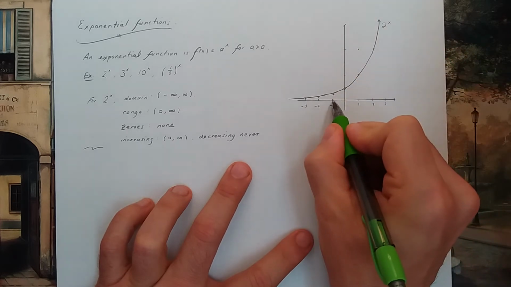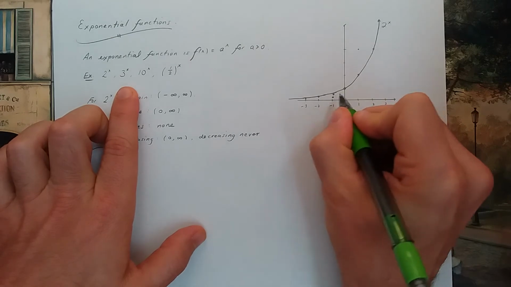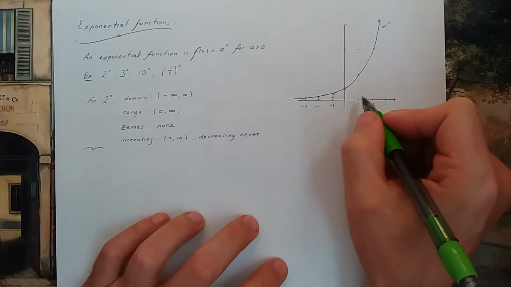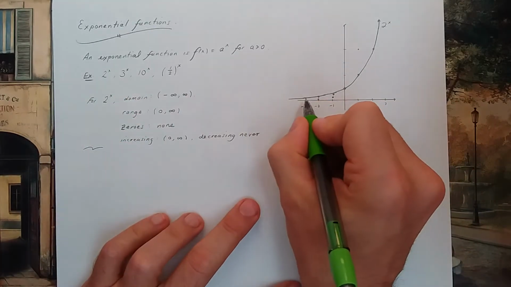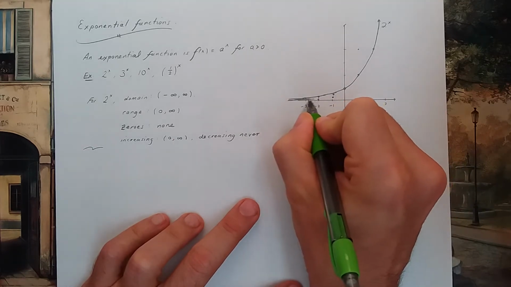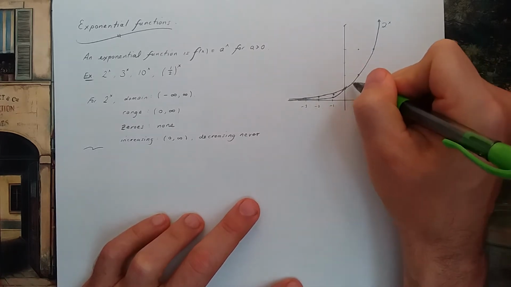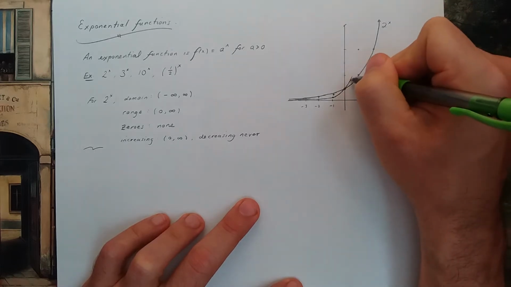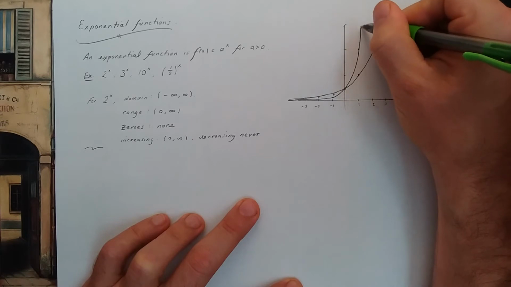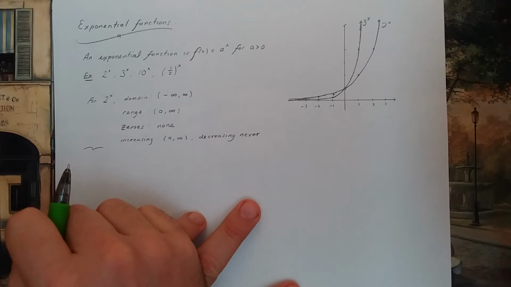If I plug in negative 1, I get 1/3, so I'm down here. And plug in negative 2, I get 1/9, which is even closer to the x-axis. So this graph, 3 to the x, has even more extreme behavior. It's even closer to the x-axis, crosses through this same value here, but then shoots up even more rapidly and looks like this. That's the graph of 3 to the x.